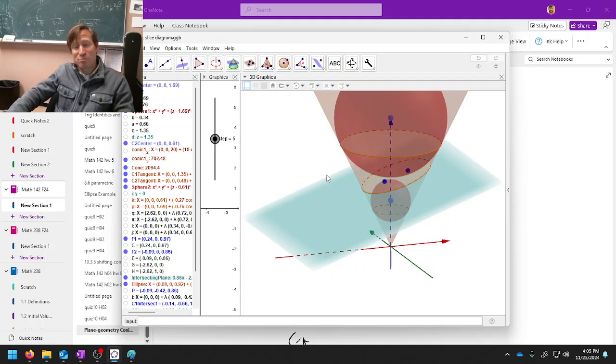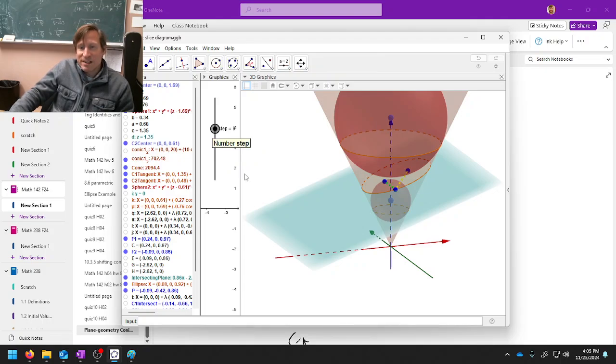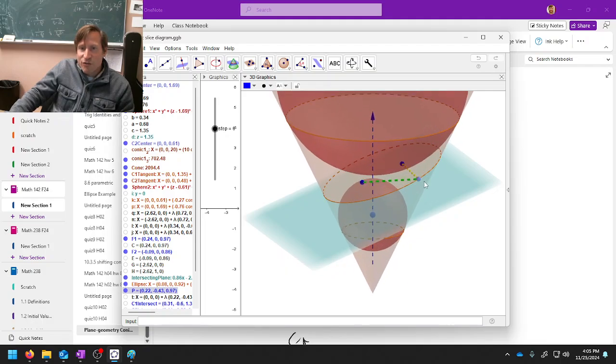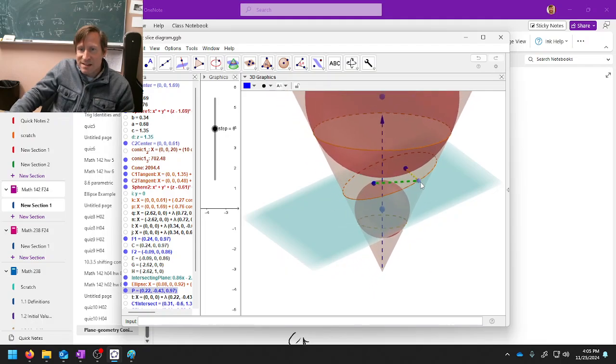Well, now we need to prove that any point from the ellipse to these two points adds up to the same length, right? Because that's the plane, the two-dimensional plane definition of an ellipse. So here's a point on the ellipse, and we can move it around, right? And I've marked the line segments from this point to each of these.